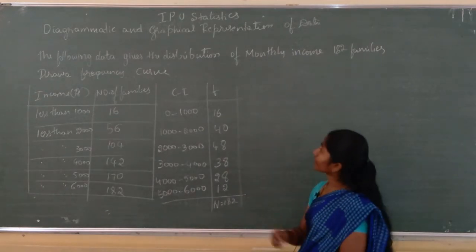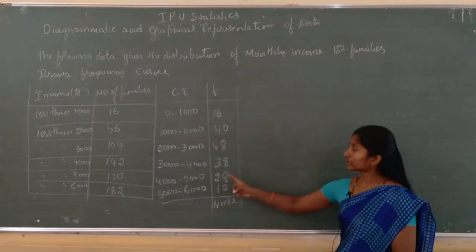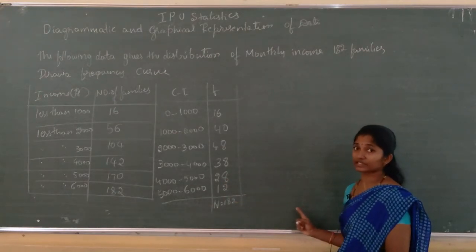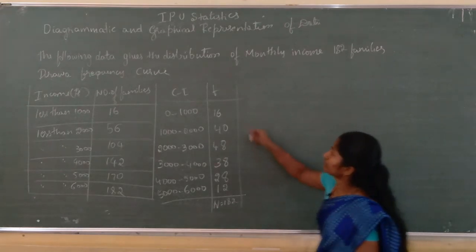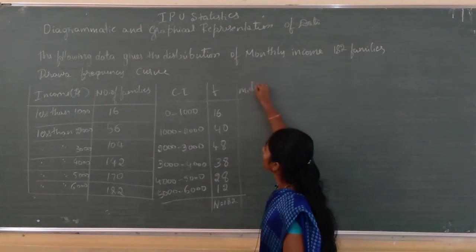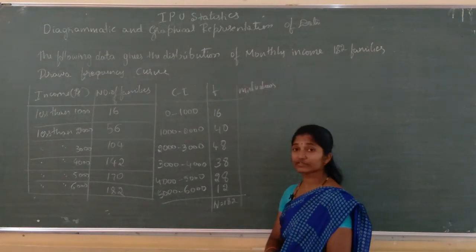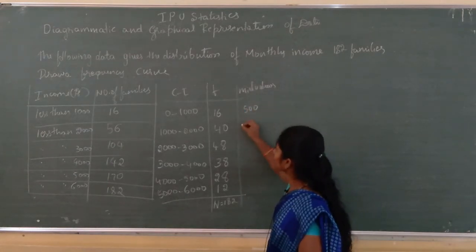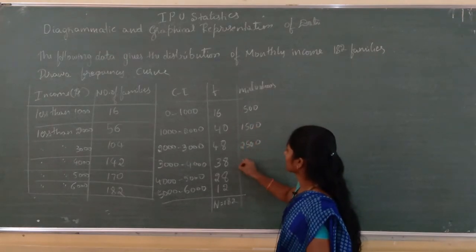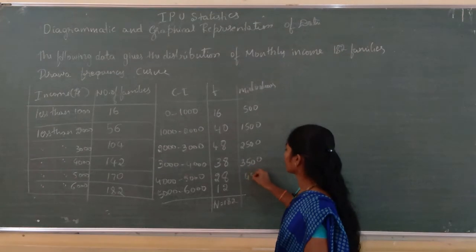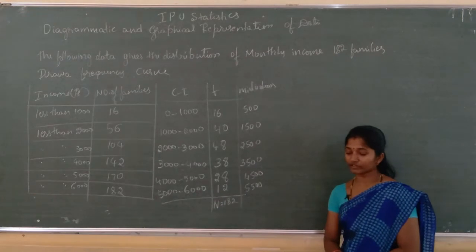Now frequency curve. See, frequency curve, I told that you can take class interval directly in the x-axis, or you can write down the mid values. So, mid value is very easy. Mid values, I will take mid values. Mid values 0 to 1000, that is 500. Here 1500, 2500, 3500, 4500, 5500. We got this much.